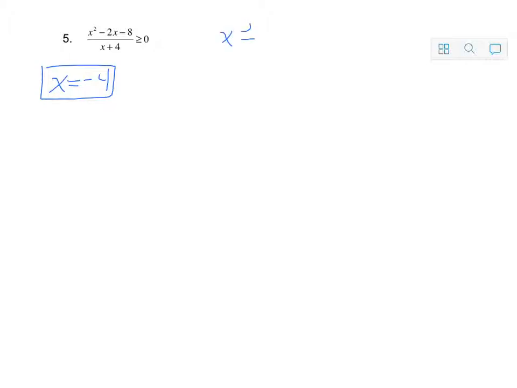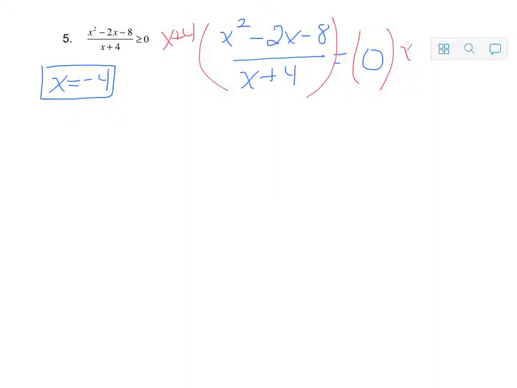x squared minus 2x minus 8 over x plus 4 equals 0. All right, the LCD is going to be x plus 4, because that's the only thing I've got as a denominator. They're going to cancel here, and I'll end up with x squared minus 2x minus 8. Anything times 0 is 0. That was pretty easy. I'm going to go right to 2 binomials.